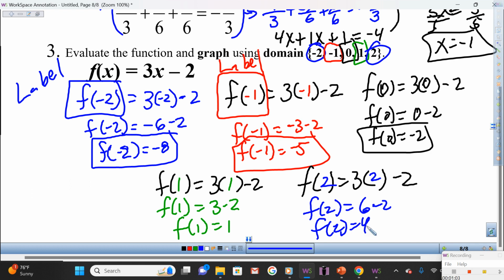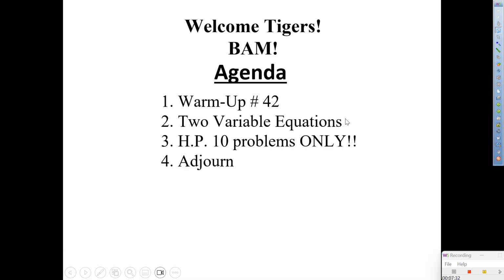We good? From 1 to 5, how comfortable are you with that? Yeah? And once again, some of you already saw this. I'm bringing it back because we're going to be using it a little bit more. All right? So, copy the agenda, warm-up number 42. We're moving on now to 2 variable equations, so we do need a pencil. And tonight's homework is only 10 problems, only. And yes, we're starting graphing today. Oh yeah, let's go. Let's go.